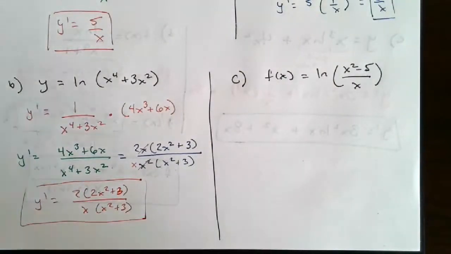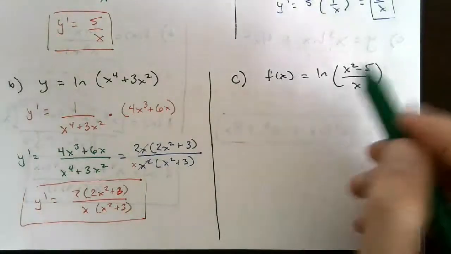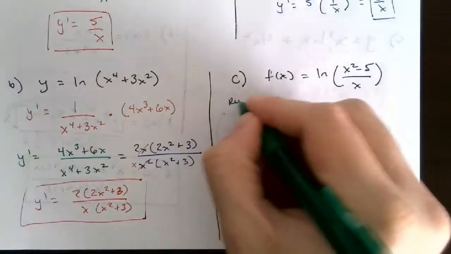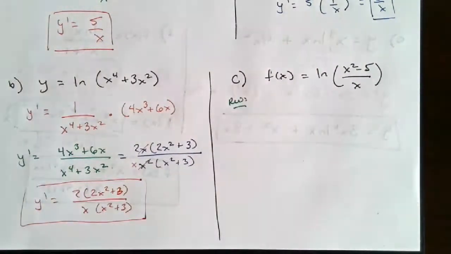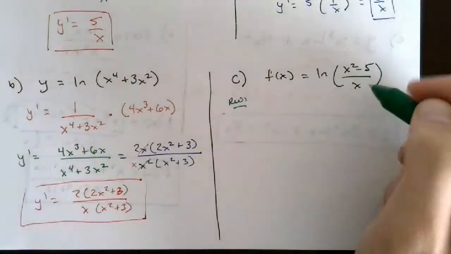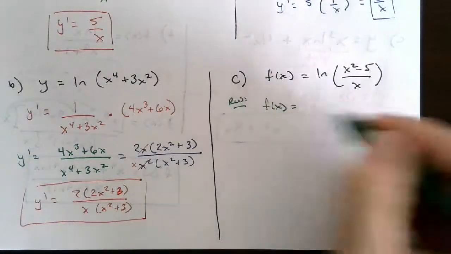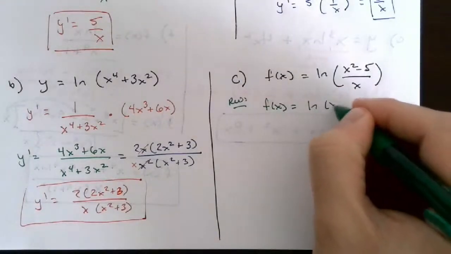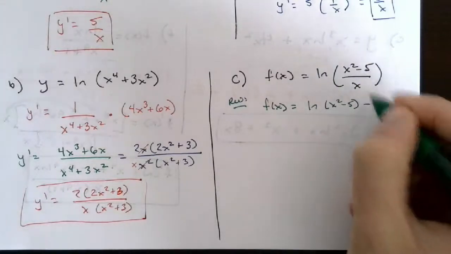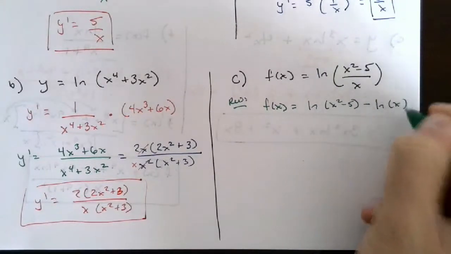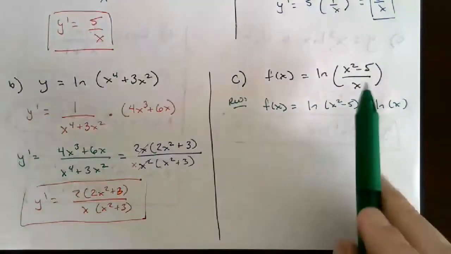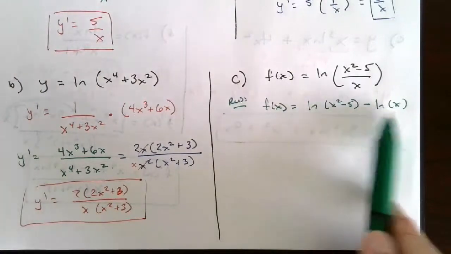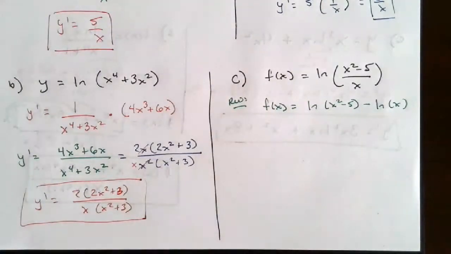So if you ever see a log with division inside, remember our rule. This is going to be a rewrite step that'll make this derivative a little easier to handle. If you have division inside of the log, you can rewrite it as subtraction of the logs individually. So this would be the natural log of x squared minus 5, minus the natural log of x. I'm not taking a derivative, I'm rewriting it in equivalent form. Our log rules say if we have division inside of a log, I can write it as the log of the numerator minus the log of the denominator. Now, why is that helpful?